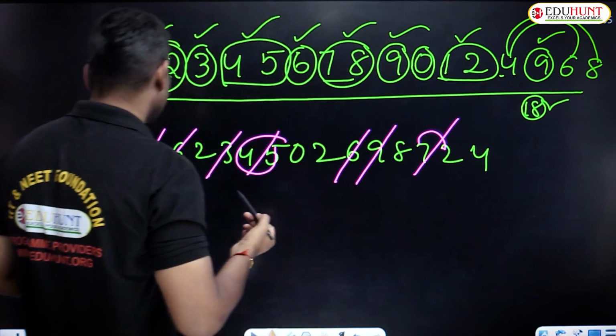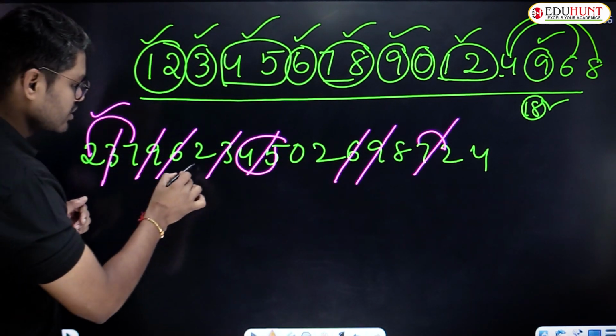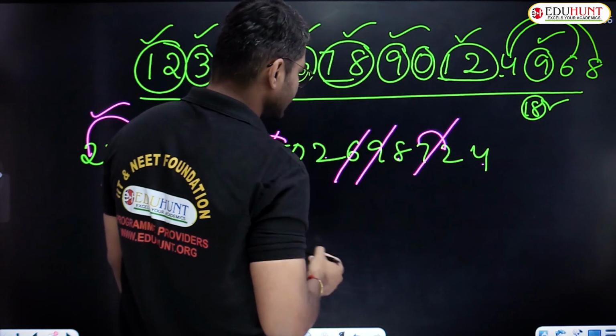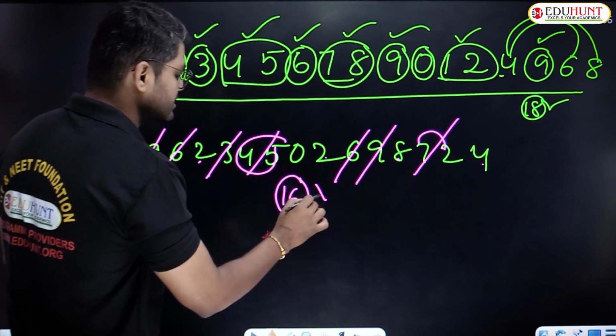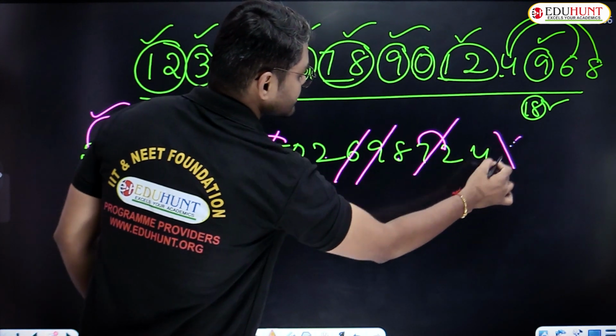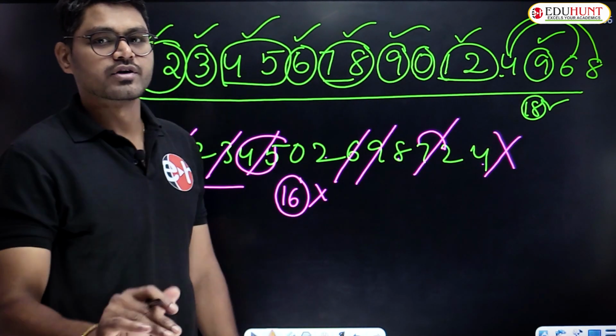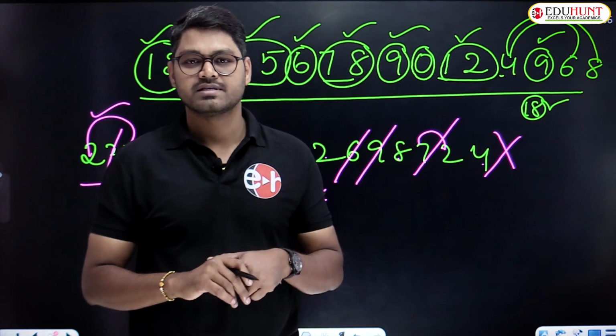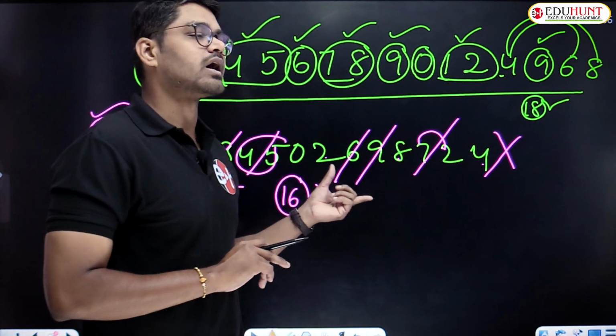divisible. And what are the remaining numbers? 2, 2, 4, 4 plus 4, 8, 8 plus 8, 16. 16 is not divisible by 3. Therefore, this whole number is not divisible by 3. Now, did you understand how to check? Yes, this method you have to follow.